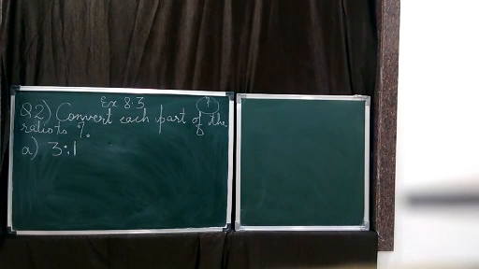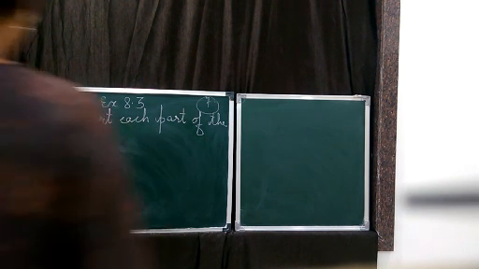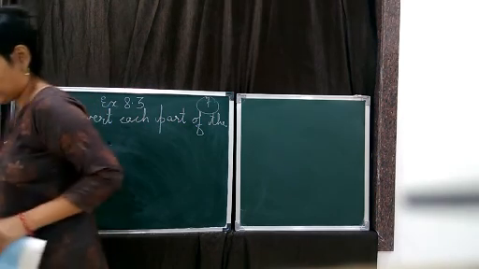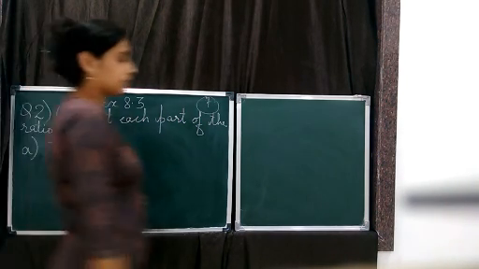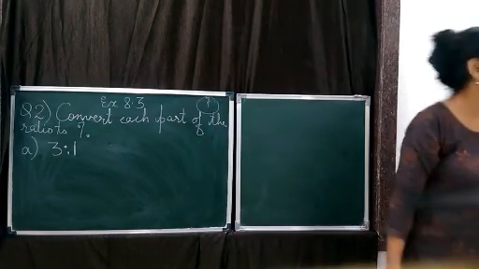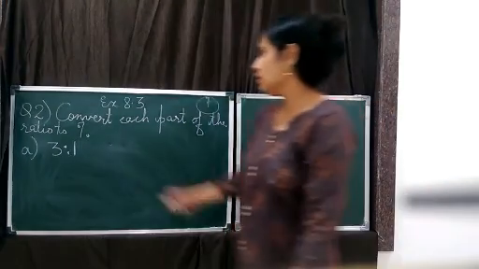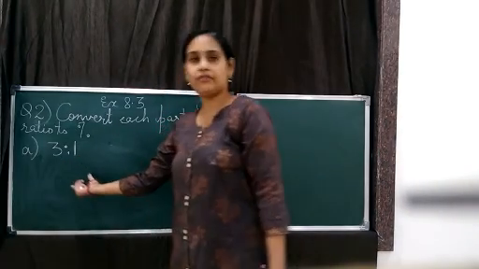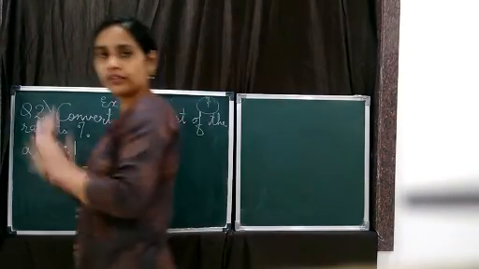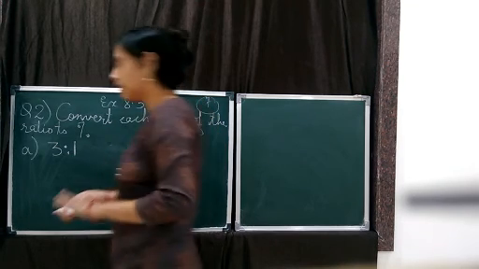So children, we are starting with exercise 8.3 question number 2, which is: convert each part of the ratio to percentage. Okay, I have written the question for you all. So the first ratio is 3:1. As we have discussed earlier also, we take out the total of the ratio parts and then we find the percentage of the first part and the second part separately.